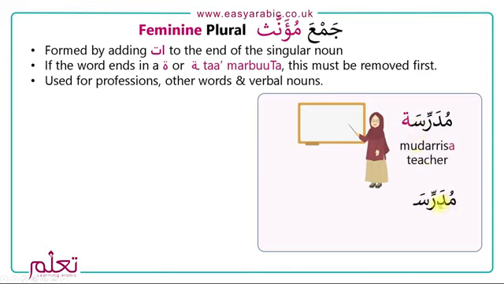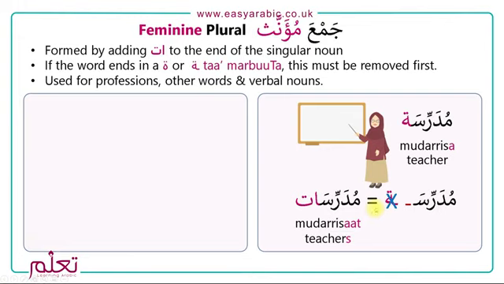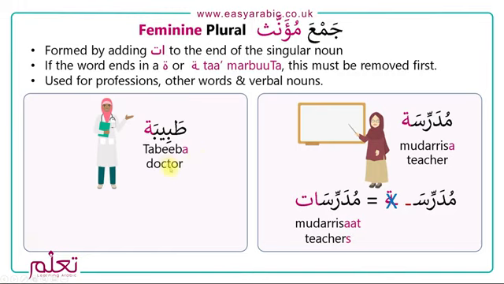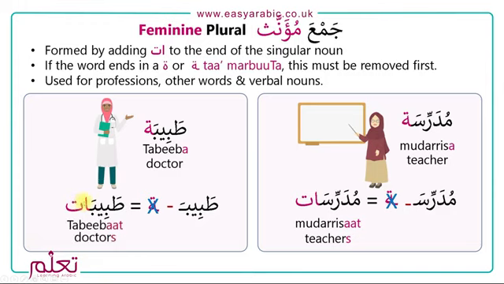So what we'll do here, we'll say mudarrisa, and then we take away the ta marbuta. So this is mudarris on its own. So what we do is we remove the ta marbuta, and then we add the alif ta to the end. So it's mudarrisat, which is teachers. Next one is tabiba, which is a doctor, female doctor, and then we have tabiba with the ta marbuta. So we remove the ta marbuta and then add the alif ta. So it goes tabibat, which is doctors, female doctors.